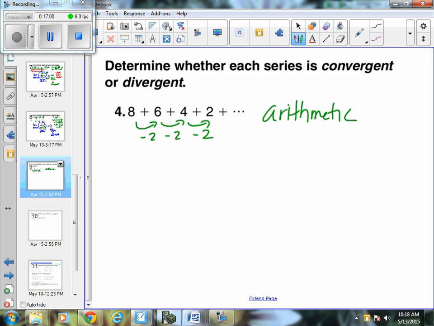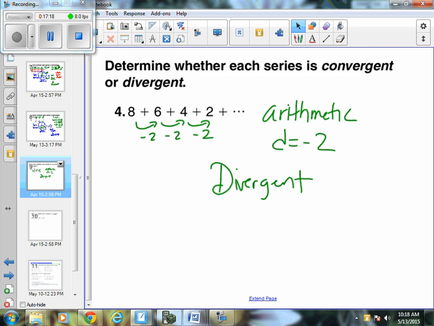What does that tell me? By definition, will that ever approach anything? No, it's going to keep getting smaller and smaller and smaller. It's never going to approach 0. The common difference is -2. By definition, you can say this diverges or is divergent. All arithmetic series, no matter what their common difference is, are always divergent. Those would be nice ones to check for.